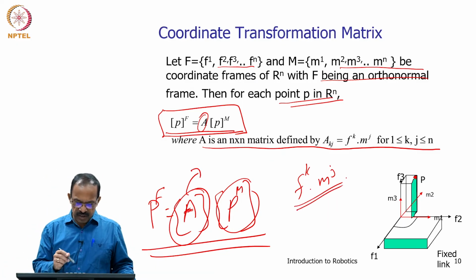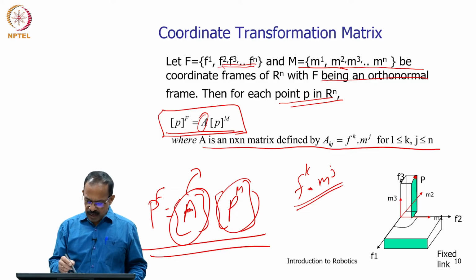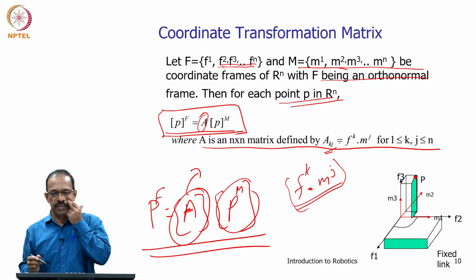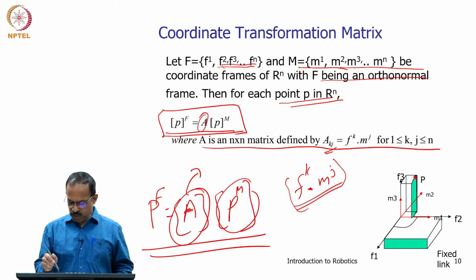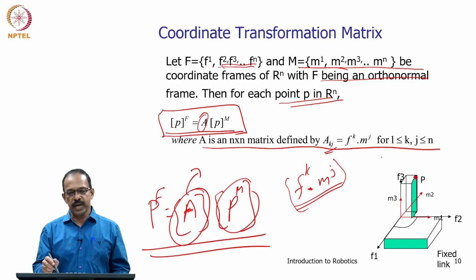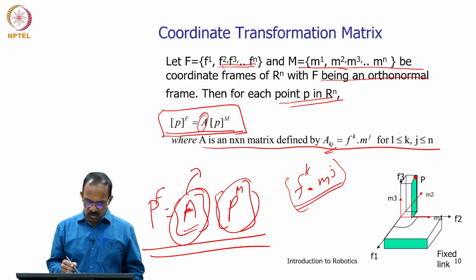F is the fixed frame, M is the mobile frame. So, Fk dot Mj gives you the elements Akj. If it is a 3 dimensional frame, you have F1, F2, F3 and M1, M2, M3. Initially they are aligned, and then when it is rotating you will have a different point to be represented, and that point P can be represented with respect to F by using this A.